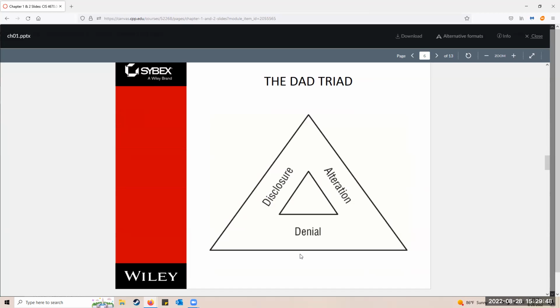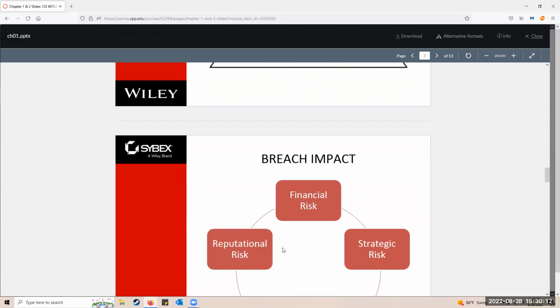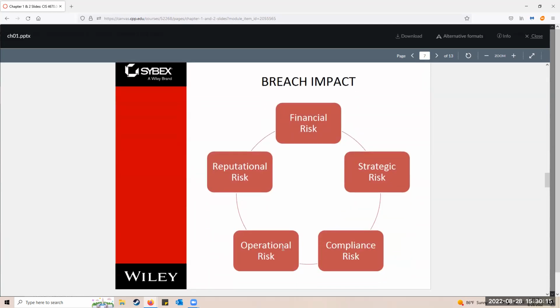The opposite of that is the DAD triad: disclosure, alteration, denial. This is the offensive side of the house, so this is what you're trying to prevent. You're trying to prevent disclosure, alteration of data, or denial of access to said data. They go hand in hand with confidentiality, integrity, and availability. A data breach is where we have a failure of one of those aspects. Typically, the breach is not necessarily a denial, but a loss of confidentiality or integrity.